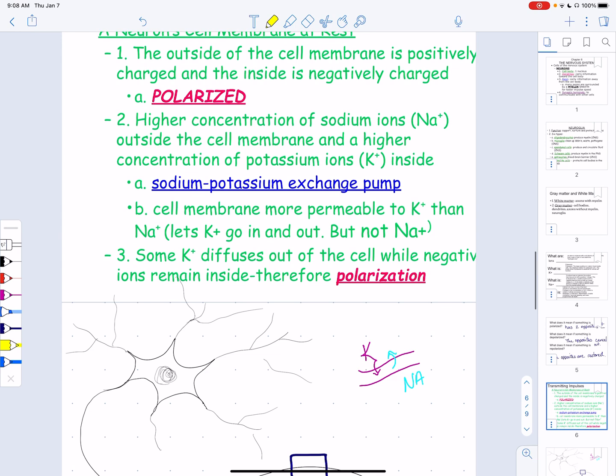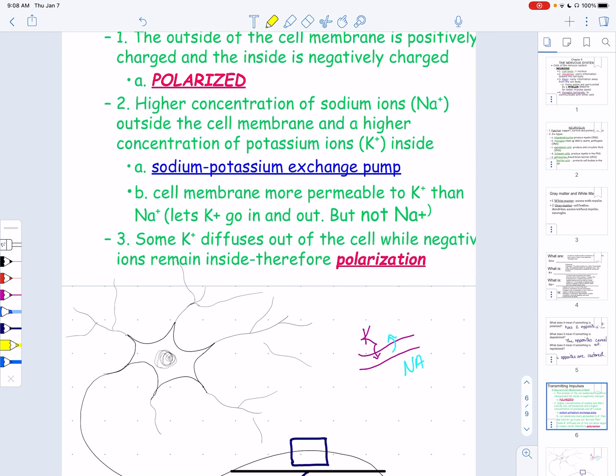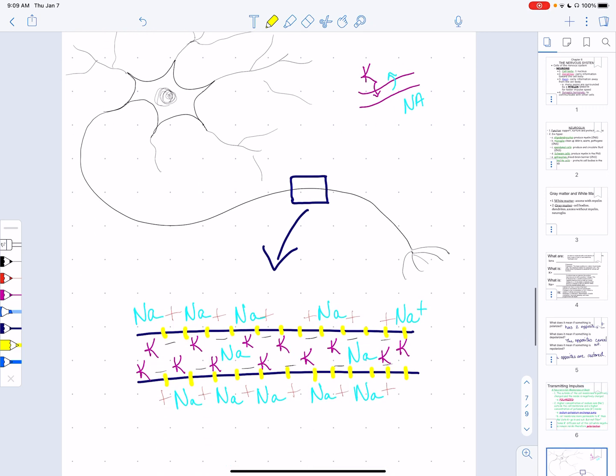Okay, a cell membrane is more permeable to potassium than sodium. It's going to let the potassium go in and out, but not the sodium. So through some of these channels that I drew, that potassium is going to be able to move out freely. And we are going to have potassium on the outside as well as on the inside, okay? And potassium is able to flow wherever it needs to.